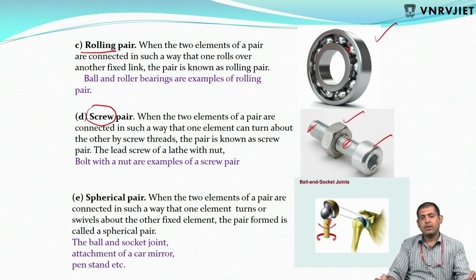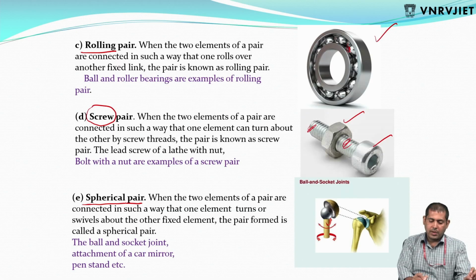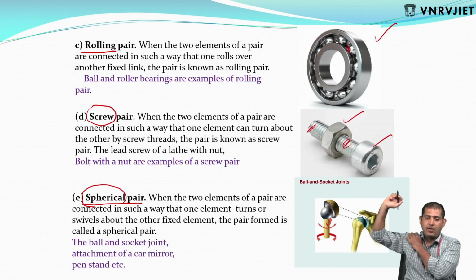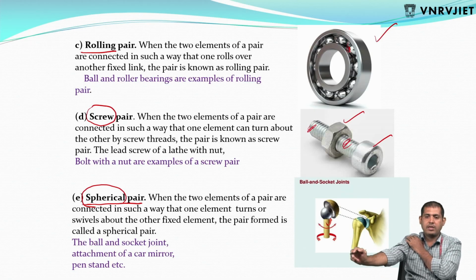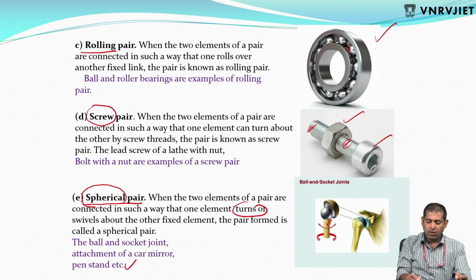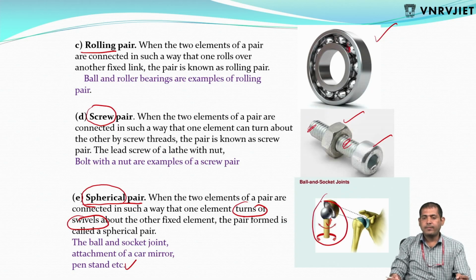Okay, next, spherical pair. Spherical, like a ball. For example, this joint, this is our spherical joint. We can move in this direction, in this direction, and in this direction, like a spherical base. The best examples are pen stands. When two elements of a pair are connected in such a way that one element can turn or swivel about the other fixed element, this is known as a spherical pair. The example is a ball and socket joint, the attachment of a mirror or bike side mirror. This is also a spherical pair.